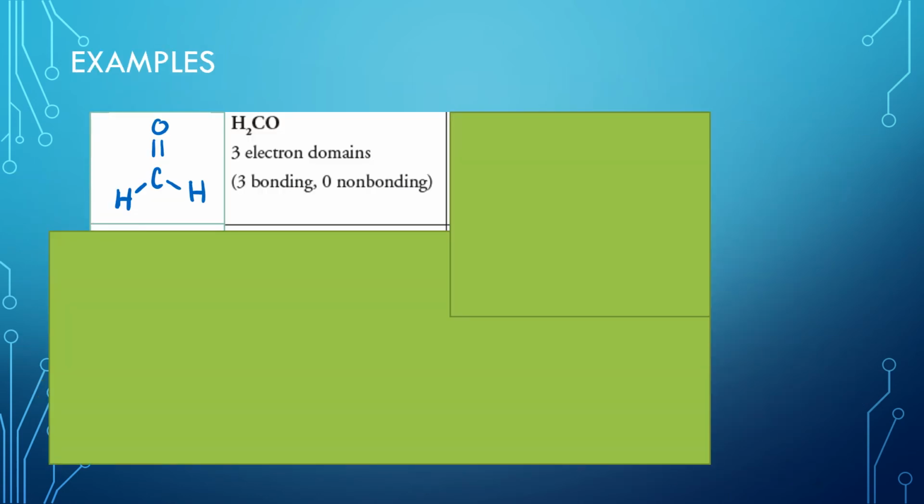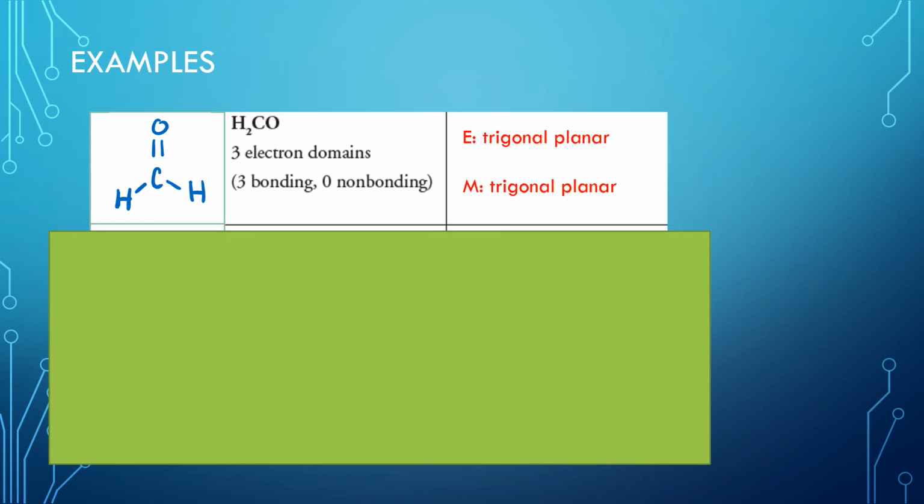So you have this right here, H2CO, and that's formaldehyde. So you see that you have 3 domains attached to it, and they're all bonding. This is a domain, that's a domain, that's a domain. So 3 domains, they're all bonds, there's no non-bonding, no lone pairs. So the electron geometry is trigonal planar, and the molecular geometry is trigonal planar as well. So it's still the same.